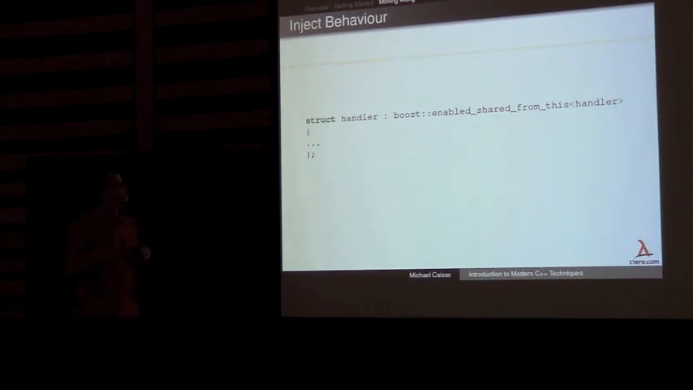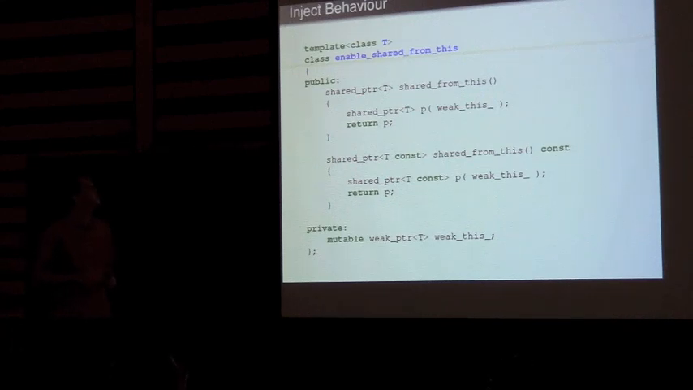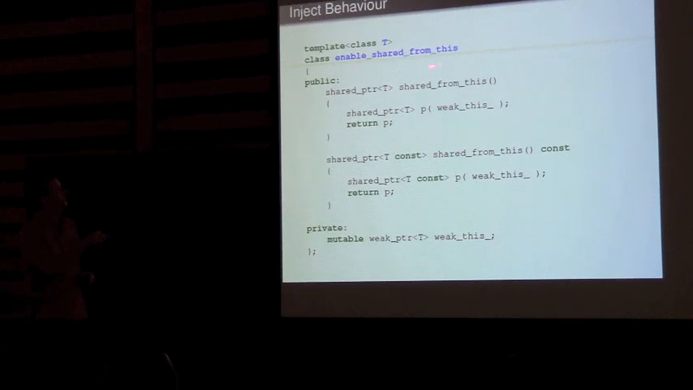But the key here is that enable_shared_from_this is injecting behavior for us. And the behavior looks like this, somewhat shortened, but this is the basic behavior of enable_shared_from_this. It's going to inject this shared_from_this method for us. shared_from_this is going to return a shared pointer to T. There's a const version of it also. Notice also what it's injected for us, this mutable weak pointer called weak_this. enable_shared_from_this is using the weak_this.